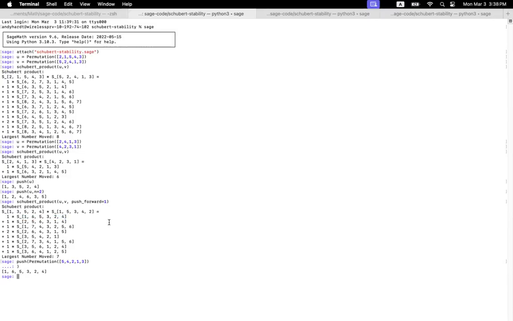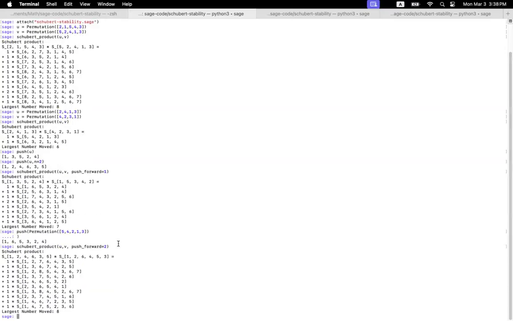In general, pushing forwards these permutations does not change their coefficients. What does change is that we've acquired some new permutations, and notice the new ones we've acquired, none of them fix 1, because if they fixed 1, they would have appeared in this Schubert product. So we've got a whole bunch of new ones. Let's try pushing it forwards a second time. And we have almost the same list of permutations. Each one is pushed forward one more step.